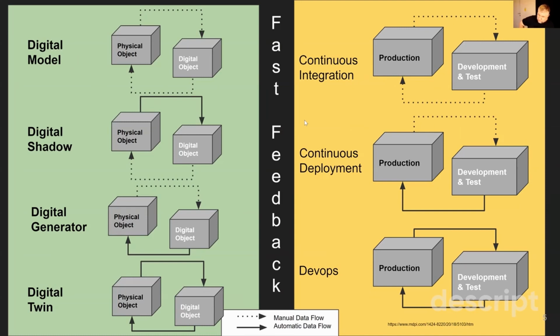And more expansion on the ideas of my reading was that I came across the terms digital model, digital shadow, digital generator, and digital twin. For those familiar with the concepts of digital twins, probably not a new thing. But for me, when I saw the diagram from the feedback loops, I tried to translate this into the three models: continuous integration, continuous deployment, and DevOps.